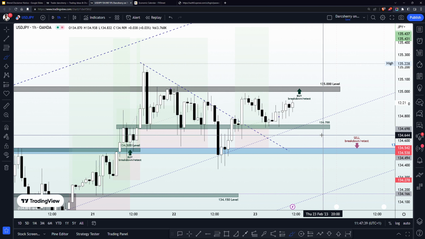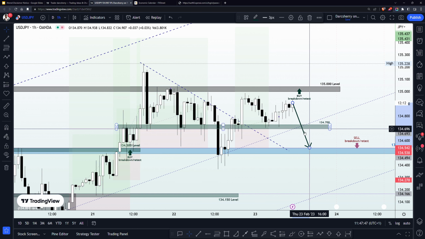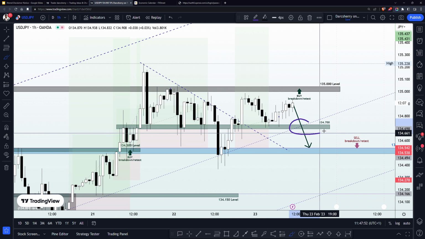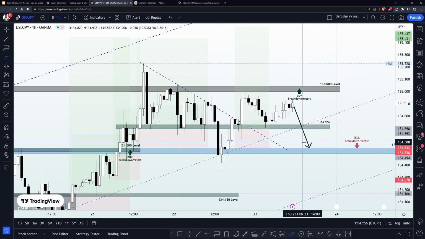And if a selling momentum is likely going to be happening here, we'll definitely want to be seeing price action break down the 134.700 level, taking us out of the current buy position, and look out for selling pressure below this area to join a sell momentum from that area.